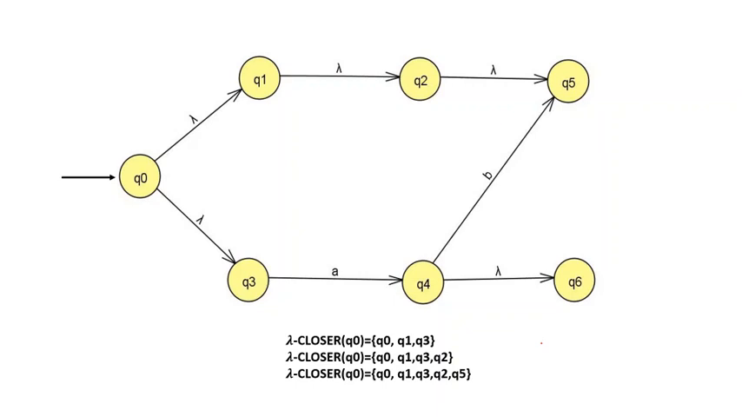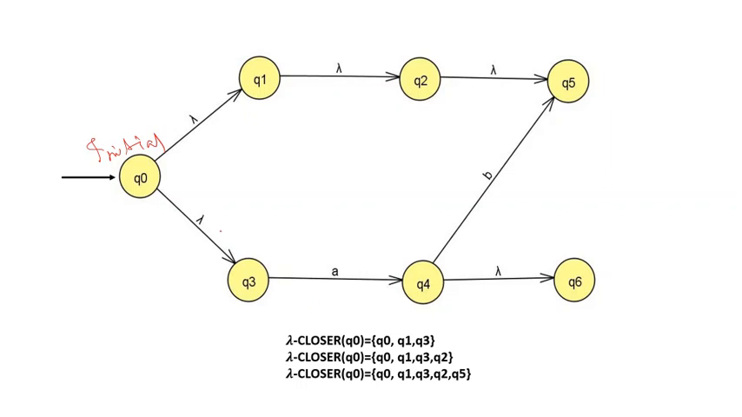Let's have a look at this second example where there are 7 states starting from Q0. This is the initial state. And we can see that there are a number of lambda transitions starting from Q0, and there are other non-lambda transitions, like A between Q3 to Q4 and with symbol B from Q4 to Q5. Suppose we have to find the lambda closure of Q0.